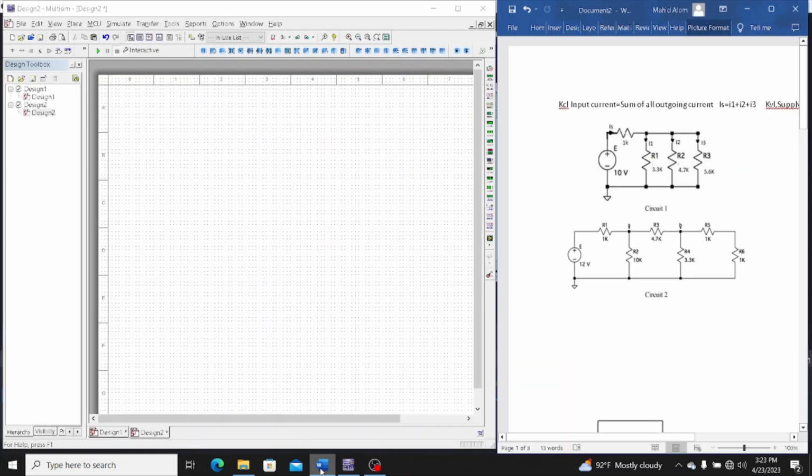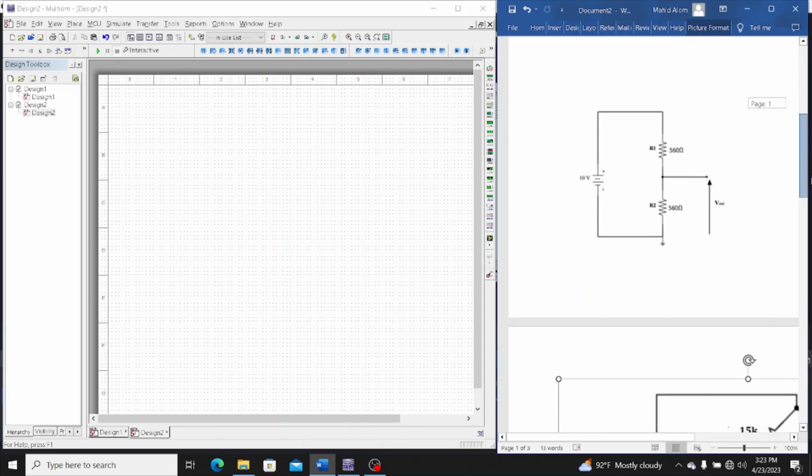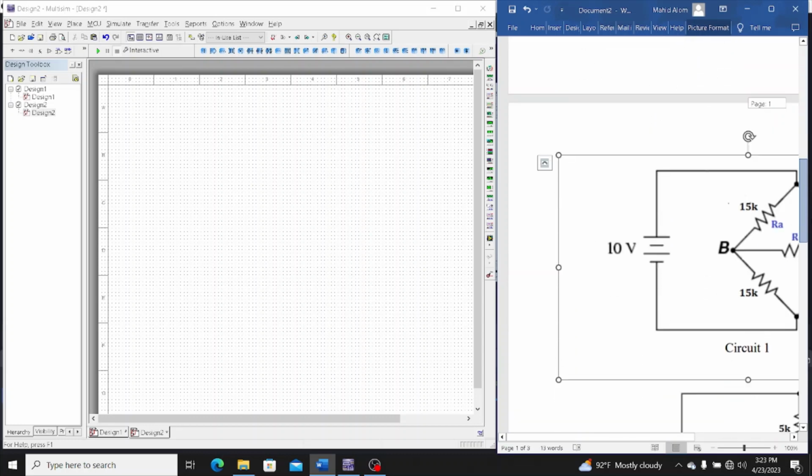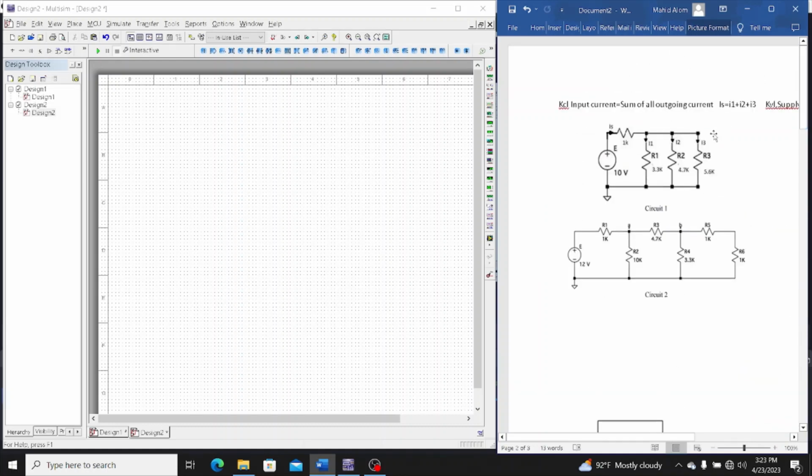In this tutorial, I'm going to explain how we can prove KCL and KVL, how we can use a potentiometer, and how we can use Y and delta circuits in Multisim. At first, we are going to prove the first experiment, which is KCL and KVL. But before that, we need to know what KCL and KVL are.